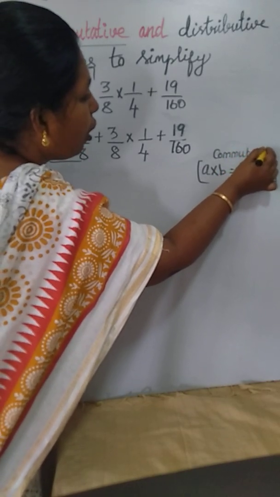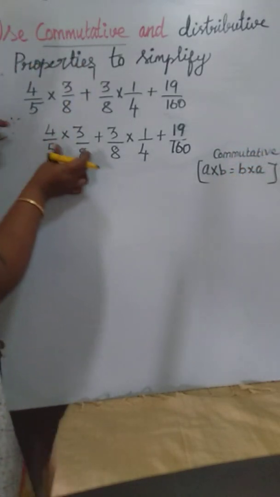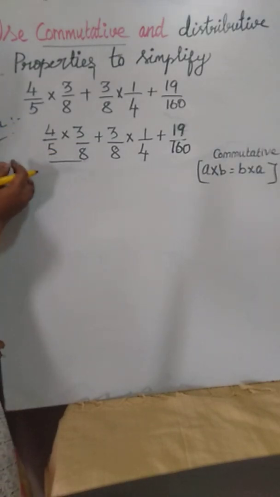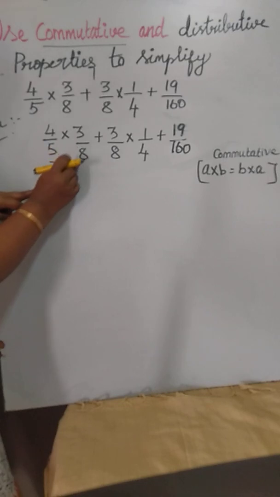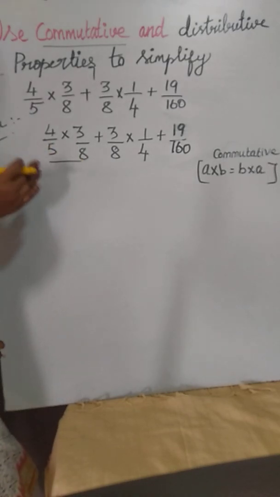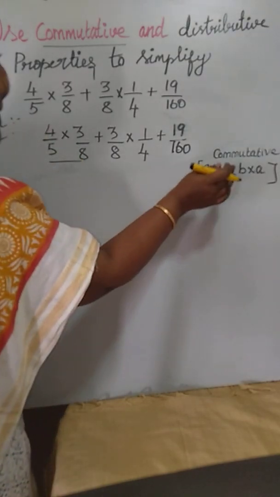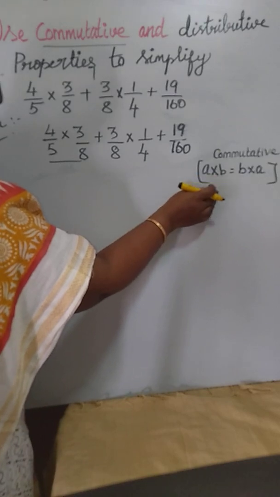So, what does the commutative property mean? In multiplication, we change the places. The first place goes to the second place and the second place comes to the first place. The answer is the same. This is called the commutative property.